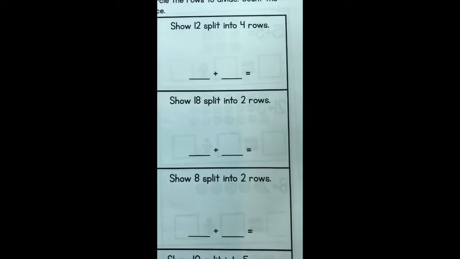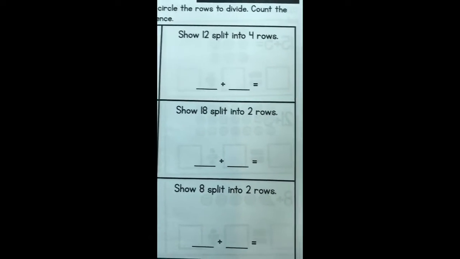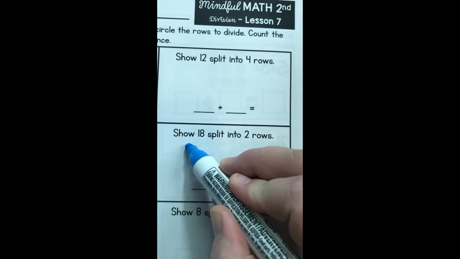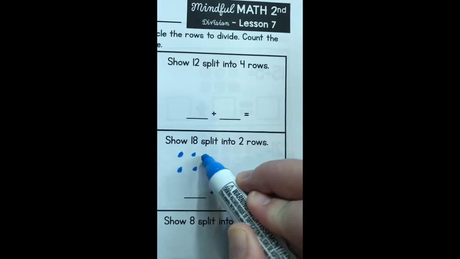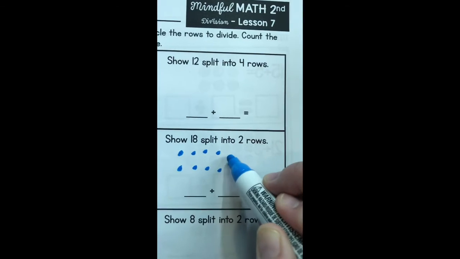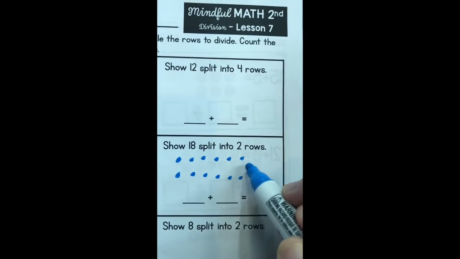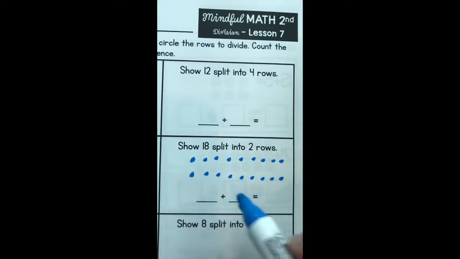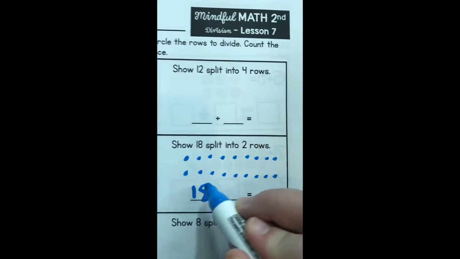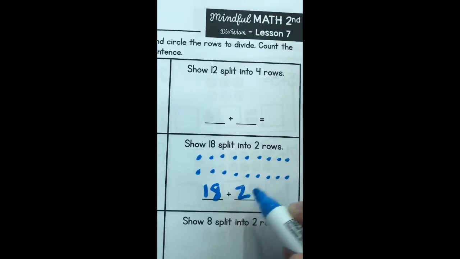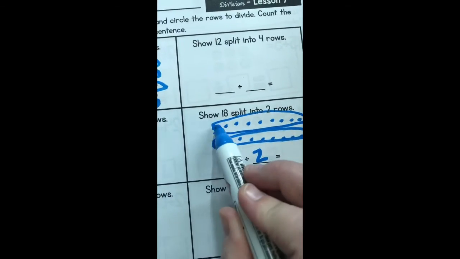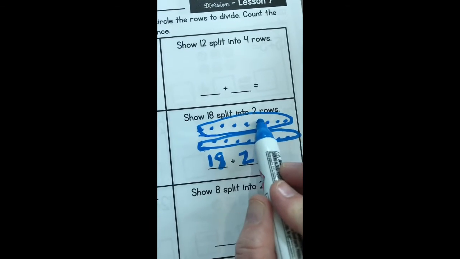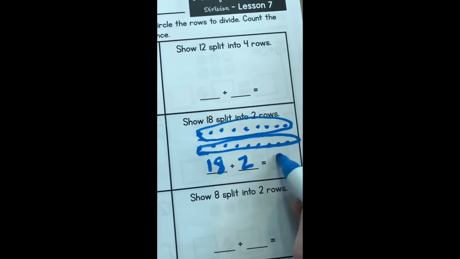So here's 18 into 2 rows. So that's going to be one of my rows, that's going to be the other row. 1, 2, 3, 4, 5, 6, 7, 8, 9, 10, 11, 12, 13, 14, 15, 16, 17, 18. So 18 divided by 2 rows. One row, two rows. I have 1, 2, 3, 4, 5, 6, 7, 8, 9 in each row.